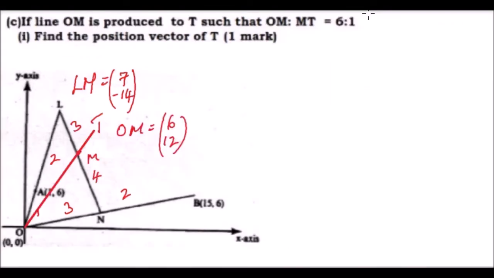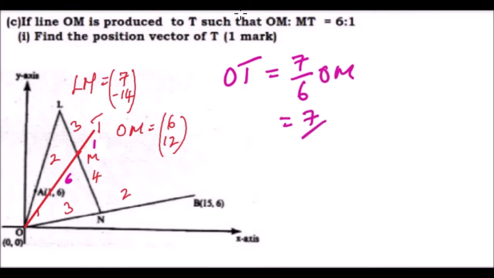So part C, Roman number 1: if line OM is produced to T, which I have already done, such that OM is to MT is 6:1, find the position vector of T. So we are looking for OT, where we can say, okay, here we have 6:1, therefore OT is the same as 7 over 6 OM, where we had computed our OM.